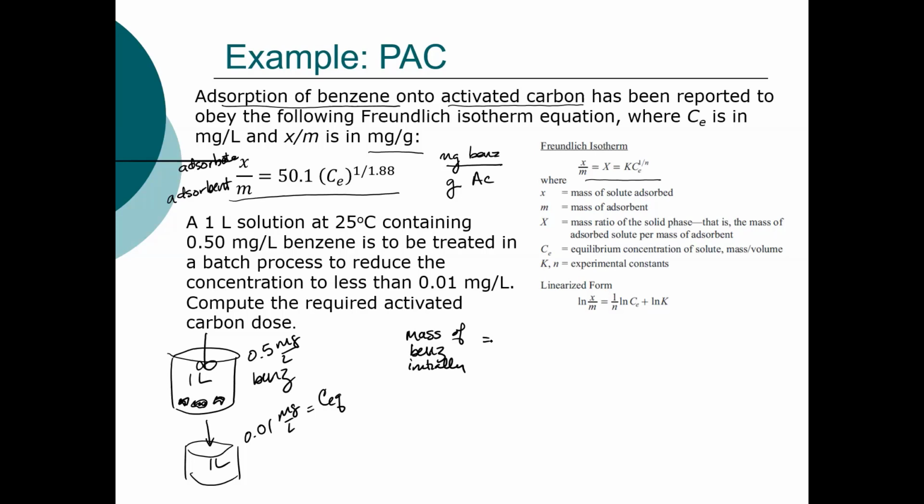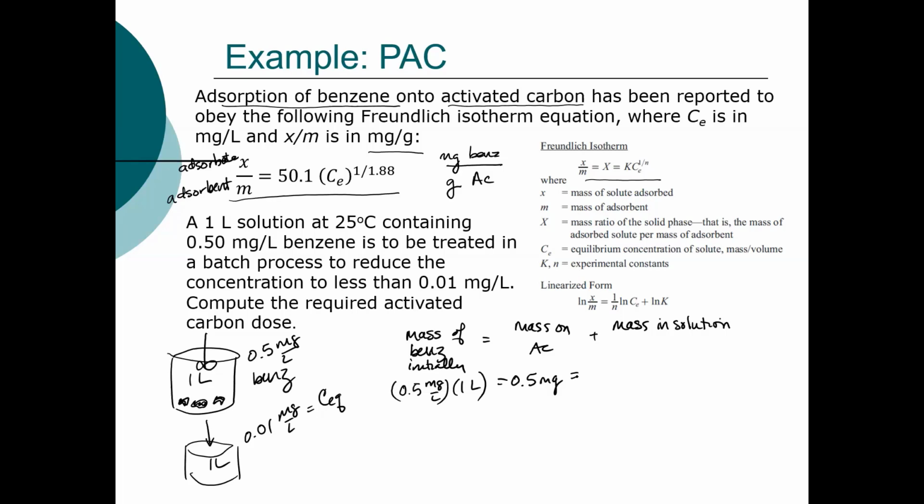So where can my benzene be? It can be attached to the activated carbon. Okay, so we have some mass on the activated carbon. And where else can it be? It can be in solution. So initially, the mass of benzene, we have 0.5 milligrams per liter. We have 1 liter of solution. So we have 0.5 milligrams of benzene.